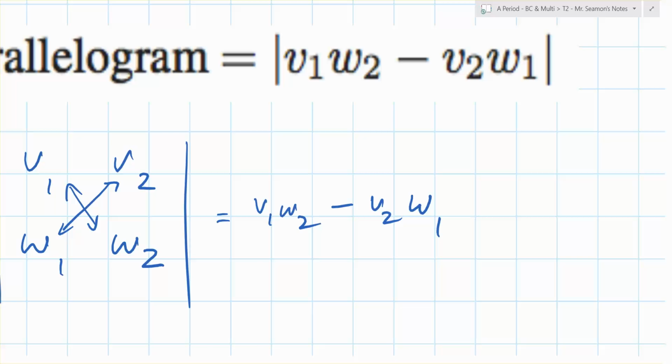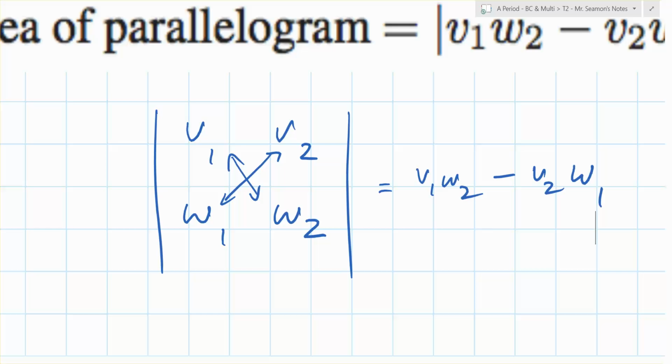Does everybody see that up there? You see that crossing? This is a 2 by 2 determinant. This product minus this product. This is the basic unit for finding determinants.